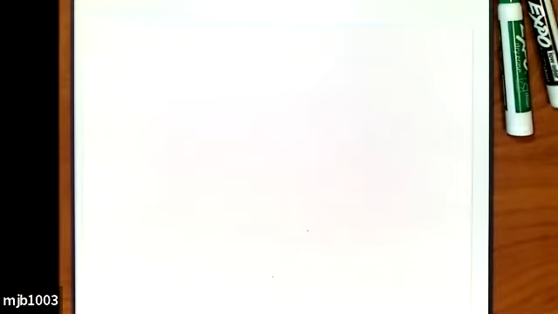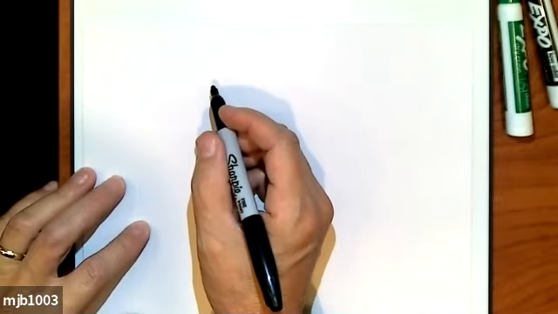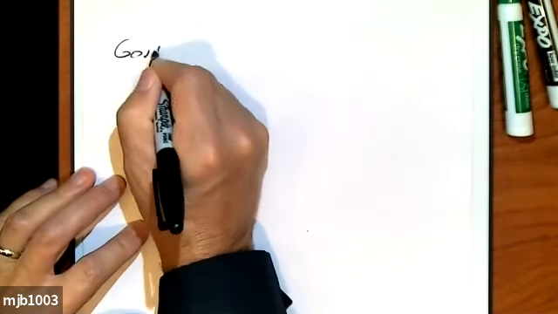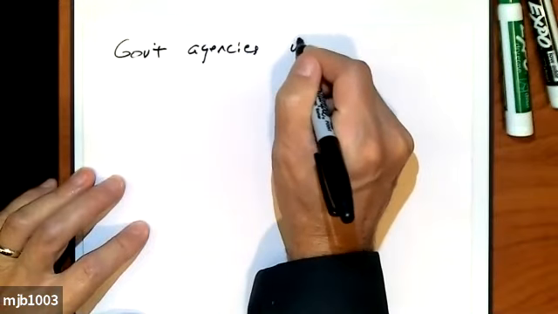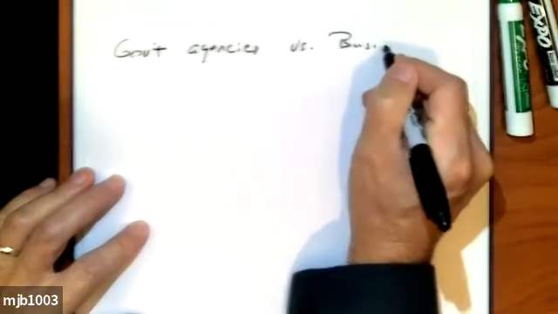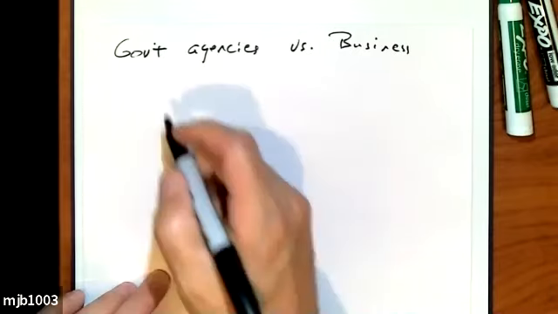So there's a couple of points we want to make here and clarify. Government agencies versus business, right? One of the big differences between a government agency and a business is that government agencies are funded through tax revenues. Typically, there are some revenue-based government agencies, but for the most part, government agencies are funded through taxes.